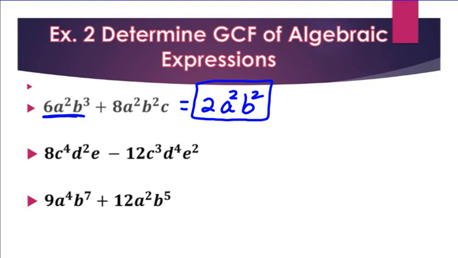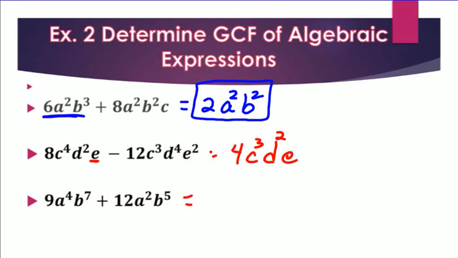Next one, the greatest common factor of 8 and 12. The biggest factor I can take out of those would be 4. And then I look at my variables. C, the greatest amount of c's I can take out is 3. That's my smallest exponent. D's, the most d's I can divide out of both of them is 2. And e's is 1. Because I can't take out more than 1 because this one only has 1 e.